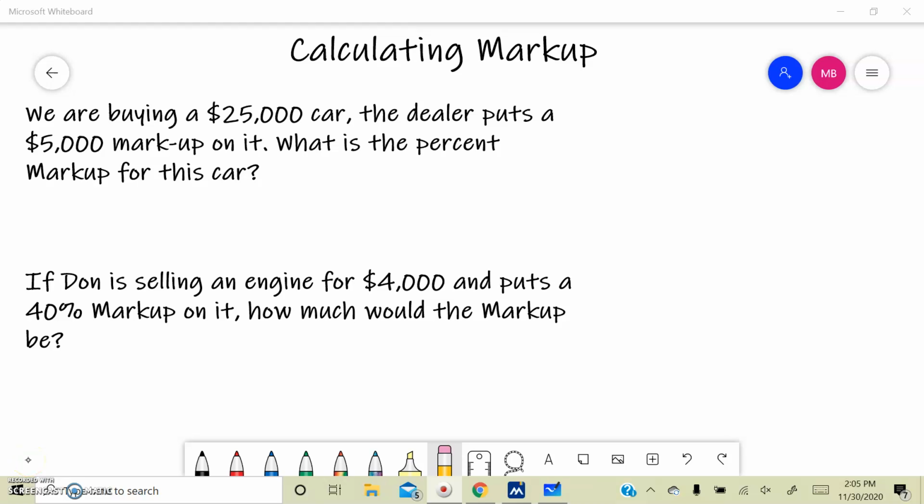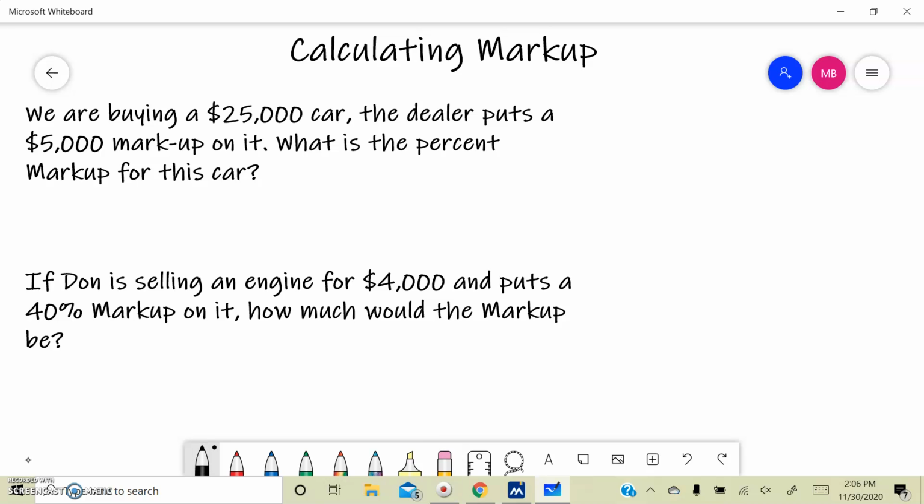Today I'm going to be showing you how to calculate markup. So, we are buying a $25,000 car. The dealer puts a $5,000 markup on it. What is the percent markup for this car?